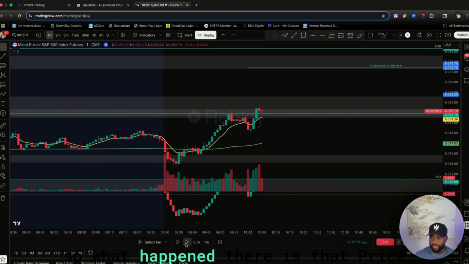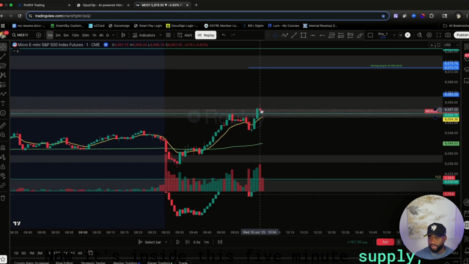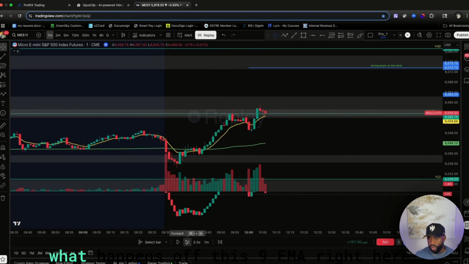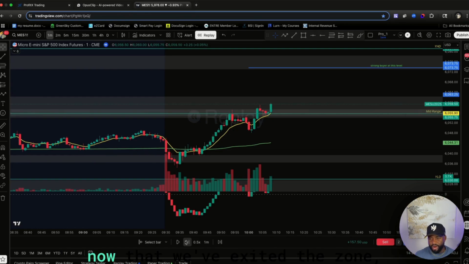Okay, so what happened there is that price took out this level, right? The mid-range, it took it out. Now it's inside this 5-minute supply, which can now be used as demand depending on what happens off this 9 EMA right here. And now that we've exited the zone, this might be something that I could be interested in.